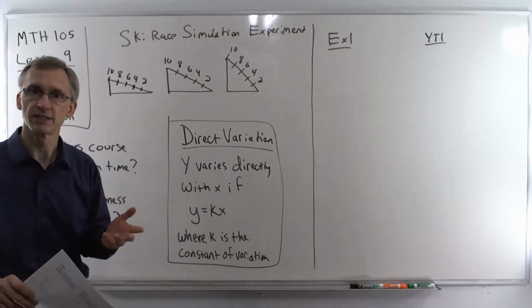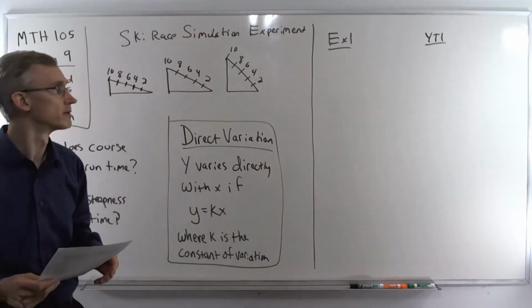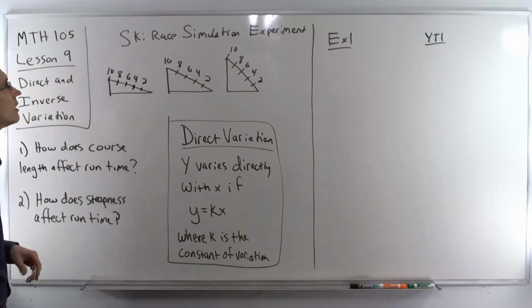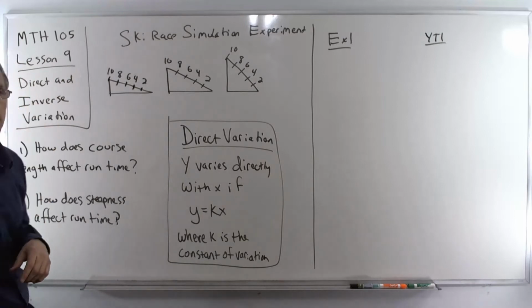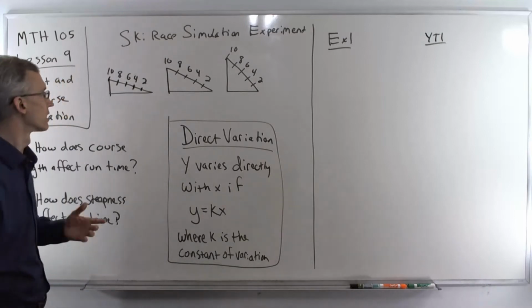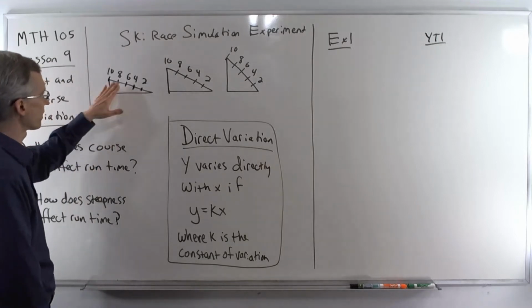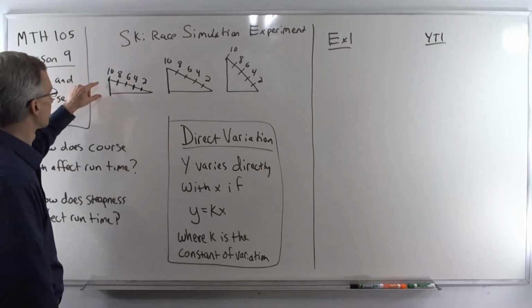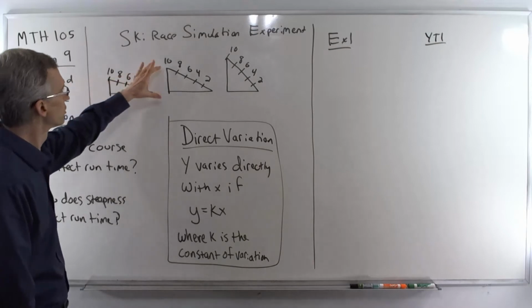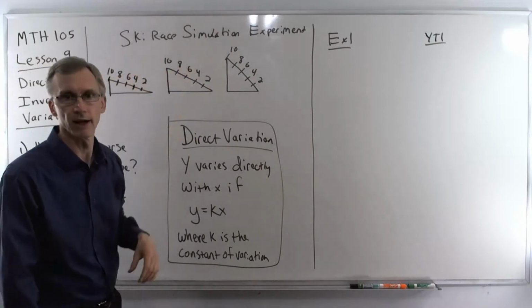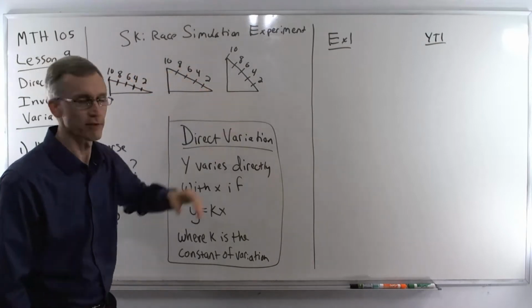Now we're going to test these conjectures by performing an experiment. This is the ski race simulation experiment. We've got these three ramps, and this one's 1 foot high, 2 feet high, and 3 feet high. So we've got different steepnesses for the ramps.